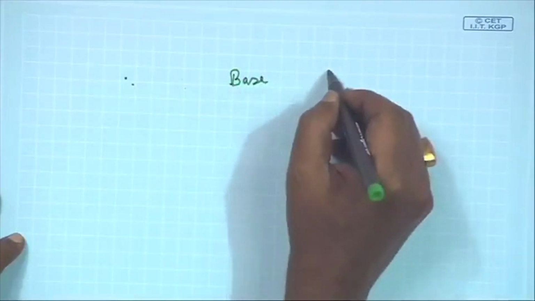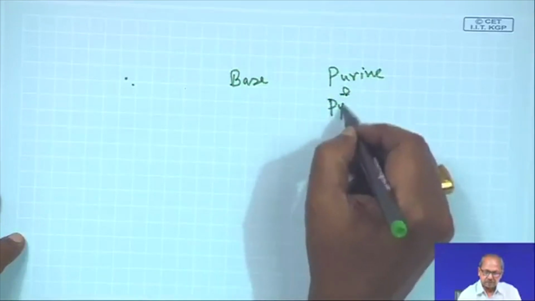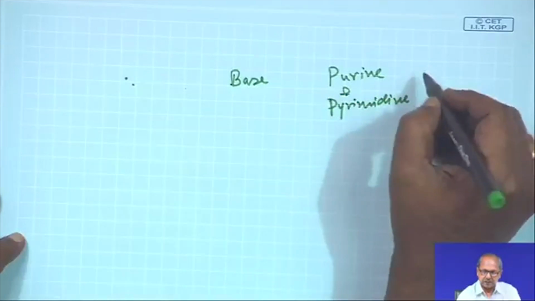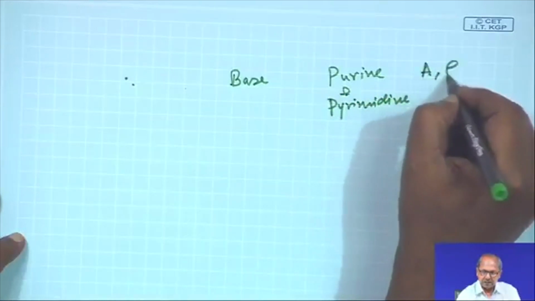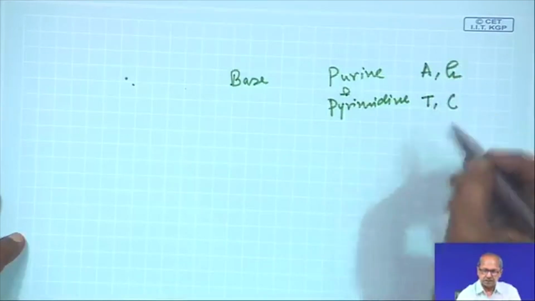So, what is nucleic acid, which comprises around 20% RNA and 30% DNA. The basic building block of nucleic acid is the nucleotide. What is a nucleotide? It comprises a base. These bases are purines and pyrimidines. The purines are adenine and guanine, and the pyrimidines are thymine and cytosine.